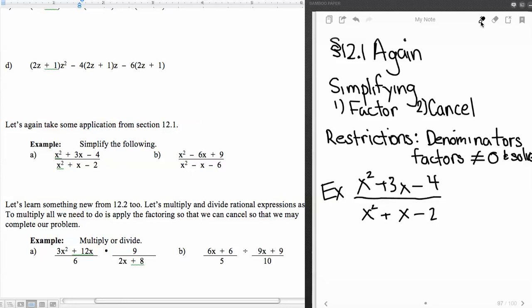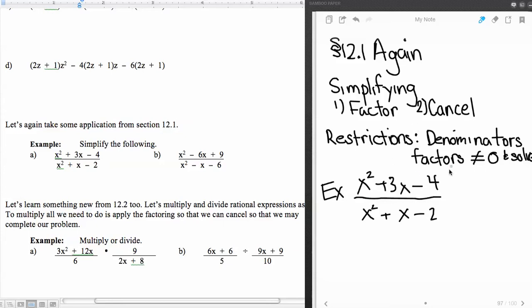All right, let's again revisit section 12.1 and use our new factoring skills to review how we can simplify a rational expression. So remember again that factoring and then canceling is how we simplify a rational expression. And then we also talked about restrictions on the domain, and restrictions, remember, is where the denominator's factors can't equal 0. Setting them equal and then solving for those.